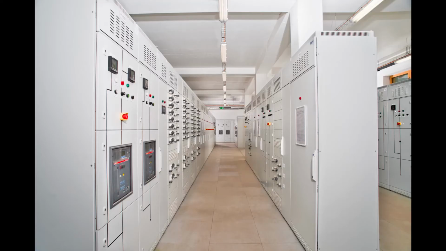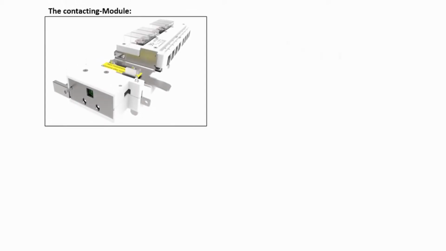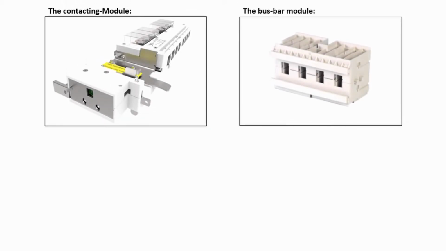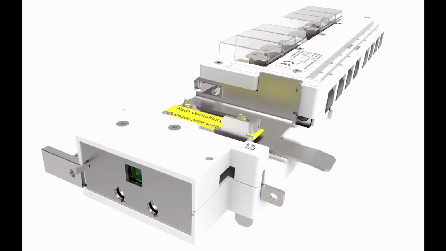Econ SI is developed to make from each kind of switchgear a fully withdrawable system at the highest level of safety and availability. The product Econ SI basically consists of three components, which are the contacting module, the busbar module and the cable module. The contacting module.